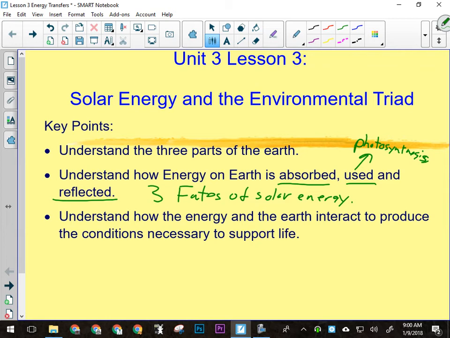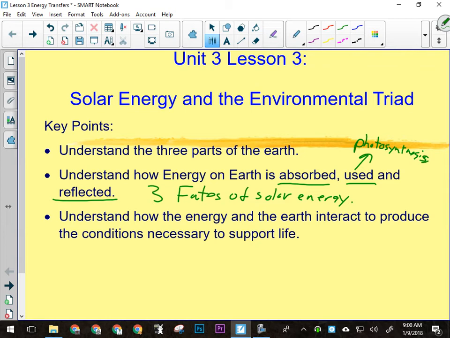Oftentimes I'll ask a question on the unit exam: solar energy strikes a section of prairie near Okotoks. What could happen to it? And inevitably I get, it probably hit solar panels and was converted to electricity. And I go, the last time I checked, the section of prairie out there does not have solar panels all over it. Don't write solar panels. We're talking about natural processes.